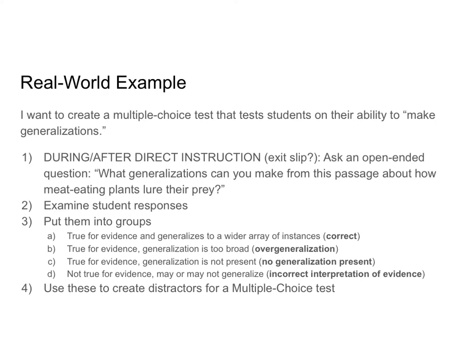So you're going to examine student responses and then look at what categories they fall under. Some are going to be correct, they stay true to the evidence, and they also generalize to a wider array of instances. Some will overgeneralize. Some will have no generalization present, and others might have an incorrect interpretation of the evidence. So there's these 4 choices here. Then you can use these to create the distractors for a multiple choice test.